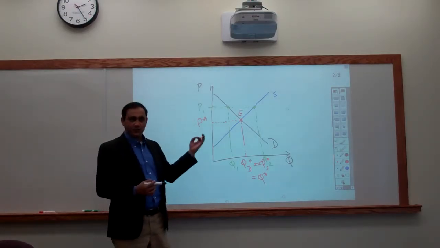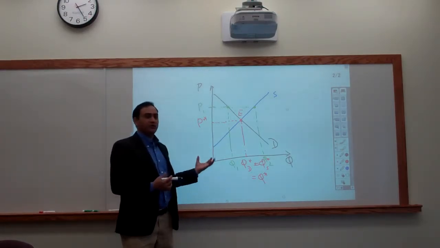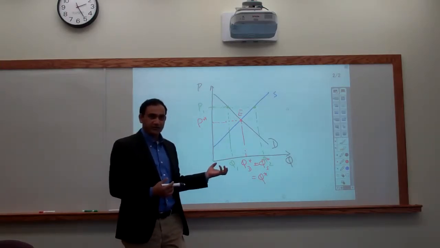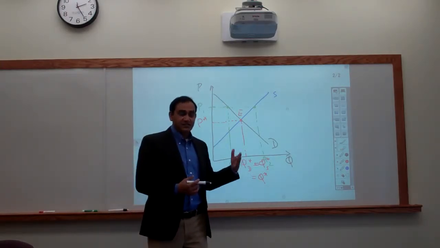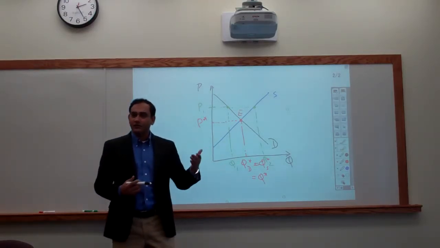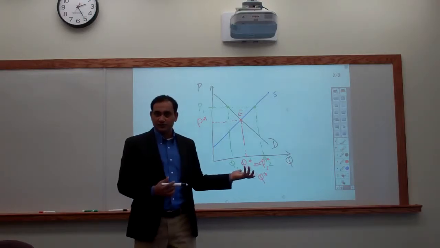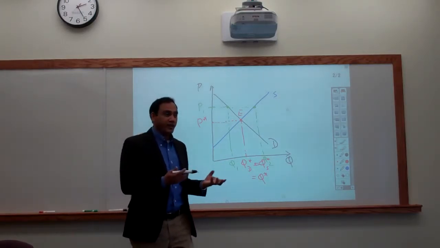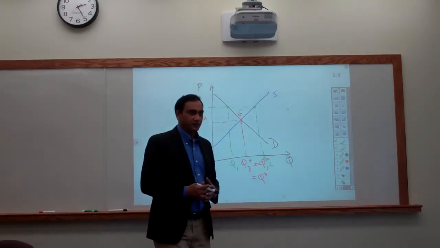Price is higher, P1. Buyers want to buy only Q1 units of the good at this price. It's a high price for them. Sellers like this price. They want to receive a higher price for the product. Therefore, they are willing to supply more, Q2 units of the good. So now the buyer's plan doesn't match with the seller's plan. Can you see that?